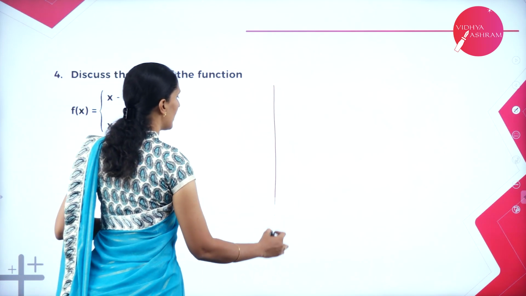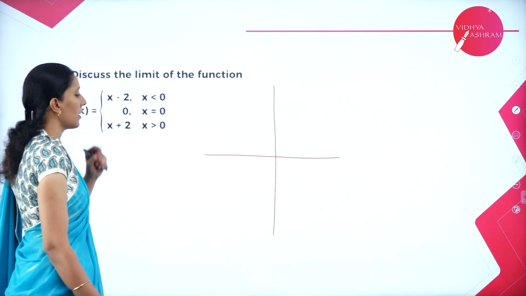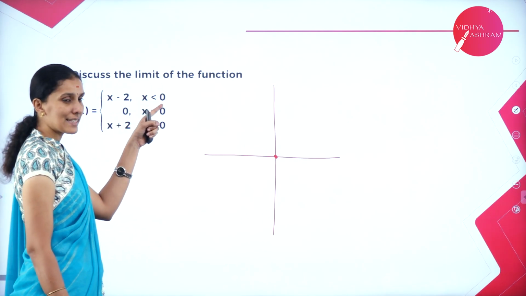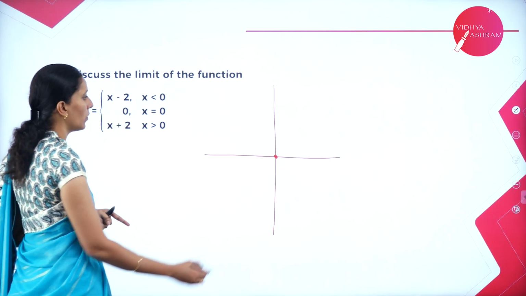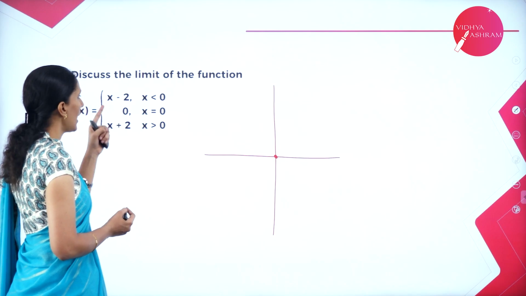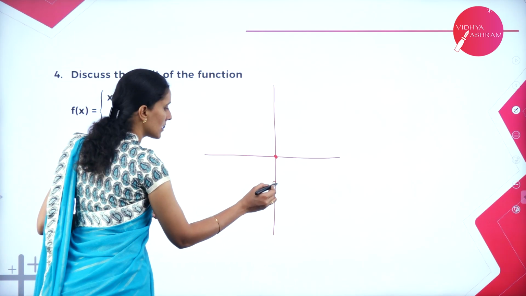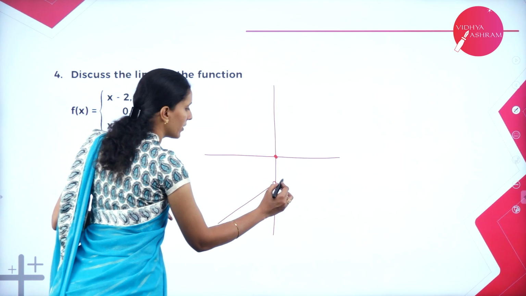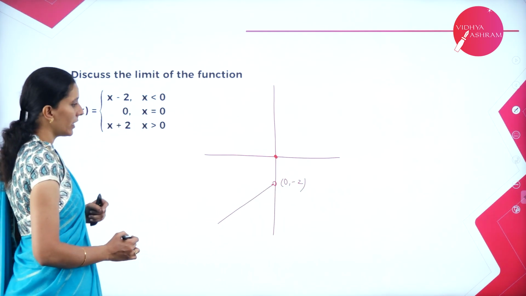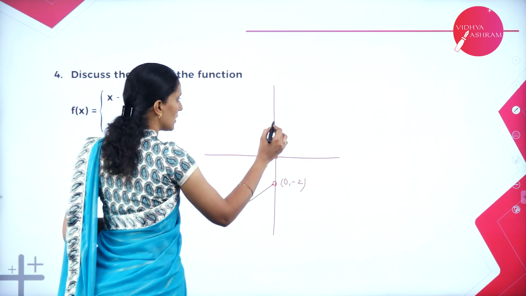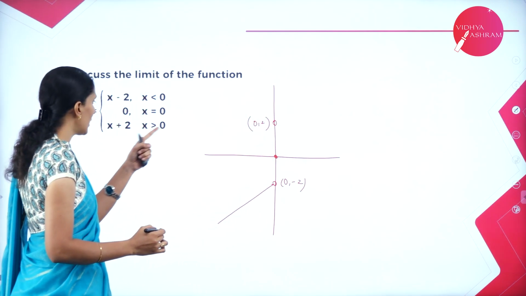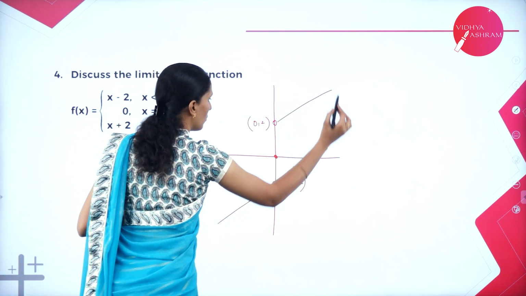So, if I plot this in a graph, for x is equal to 0, the functional value is 0. And for x less than 0, that is for all the negative values of x, the functional value is x minus 2. So, this is how we'll get the function. So, this point is (0, -2). And similarly, for x greater than 0, it is x plus 2. So, this is the point (0, 2). And for all the values greater than 0, it is x plus 2. So, the graph goes like this.